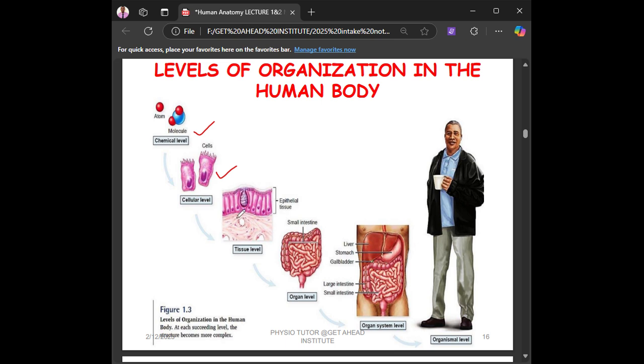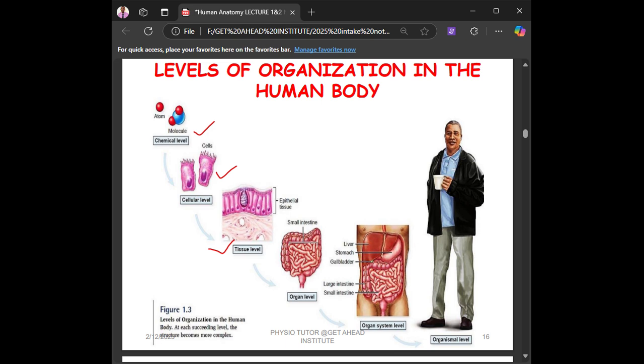Then the third level of organization is the tissue level. Tissues, by definition, are just a group of similar cells with a common function. That is what it means when we say a tissue. So tissues are just groups of similar cells with a common function.